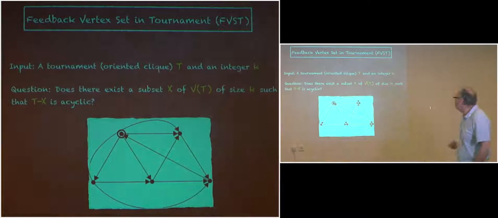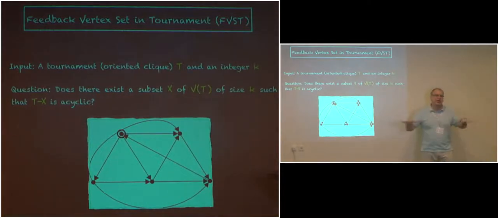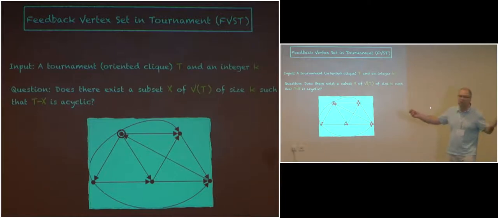Okay, and another example. Actually, now I'm already preparing the ground for my next topic, iterative compression. I have the following problem. I have a tournament. A tournament is where you take a clique, or a complete graph, and you add directions to the edges.